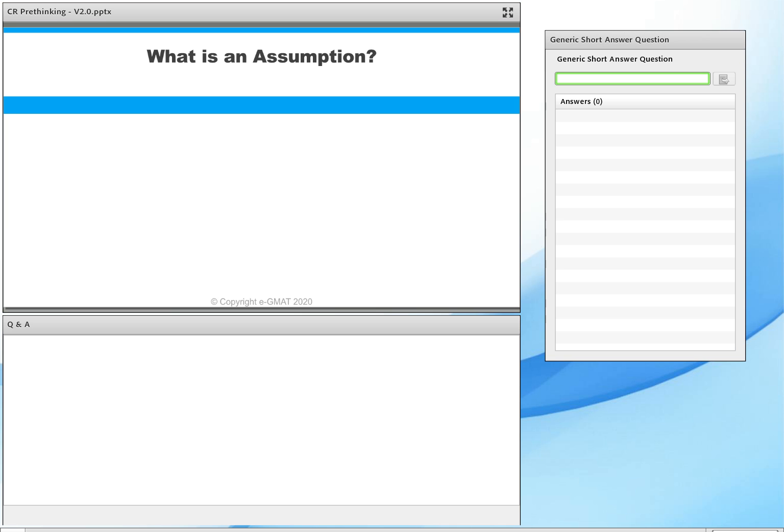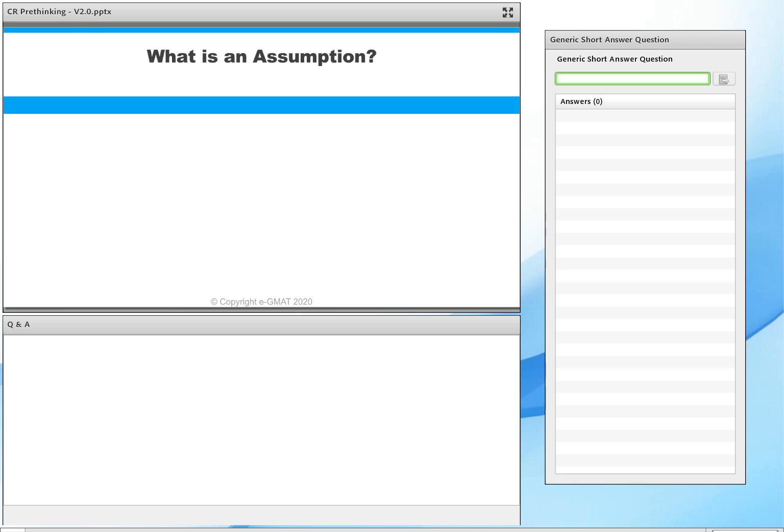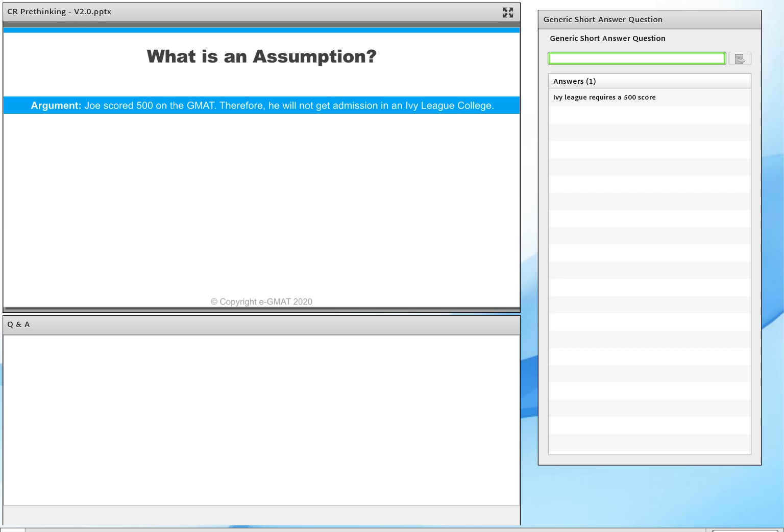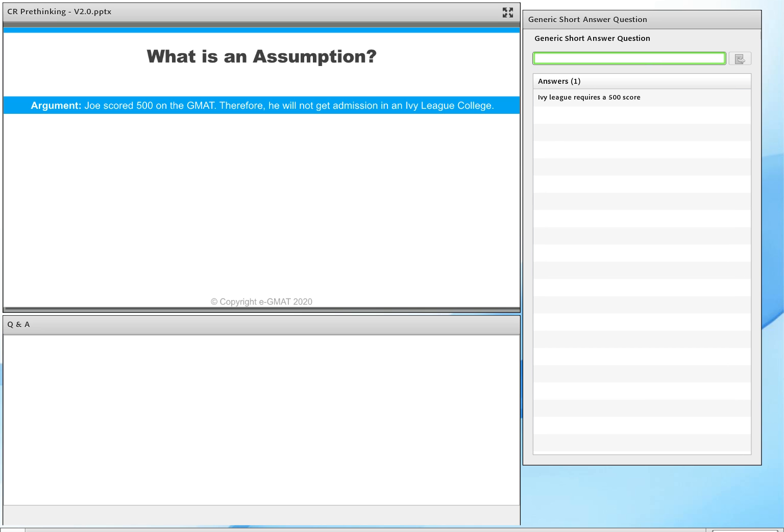So here's a short answer pod, and here is the question. So tell me, what do you think is the author's assumption here? You can write your answers in and press enter. The argument's there. Joe scored 500 on the GMAT, therefore he will not get admission in an Ivy League college.